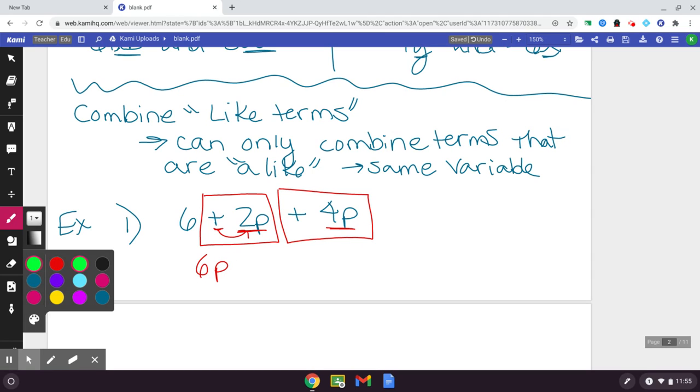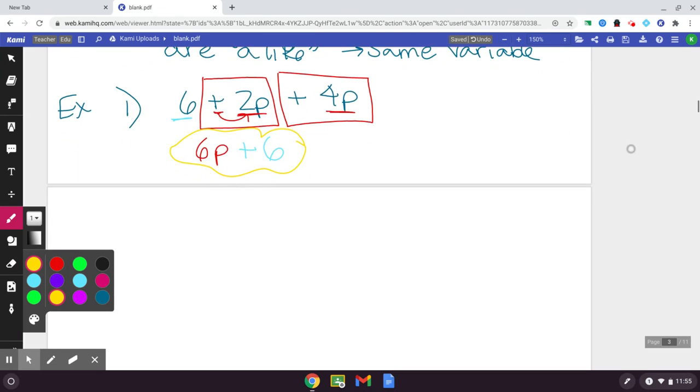Well, what about this 6? Well, there's nothing I can combine with it, but it's still there. If there's no sign in front of the number, that means it's positive. So I can bring down plus 6. All right, and that's as far as you can go with this. We're just trying to simplify the expression, consolidate things. So 6p plus 6 will be the final answer. Okay, let's look at another example.